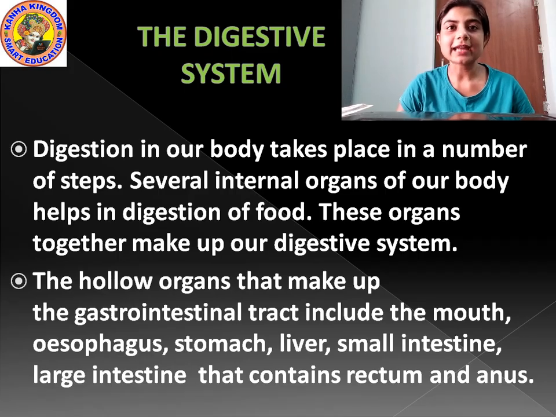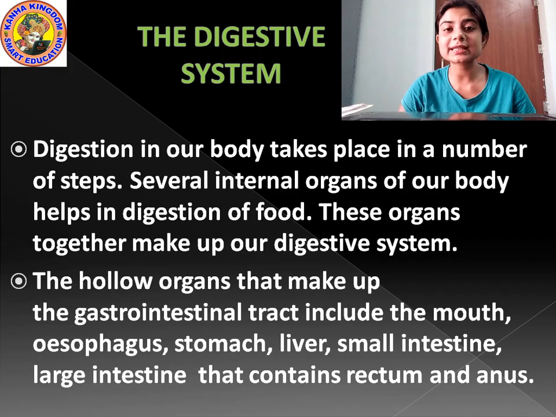Then the hollow organs that make up the gastrointestinal tract include the mouth, esophagus, stomach, liver, small intestine, and large intestine that contains the rectum and anus. Hollow organs means the organs inside your body that make up the gastrointestinal tract. The digestive organs are also called the gastrointestinal tract.